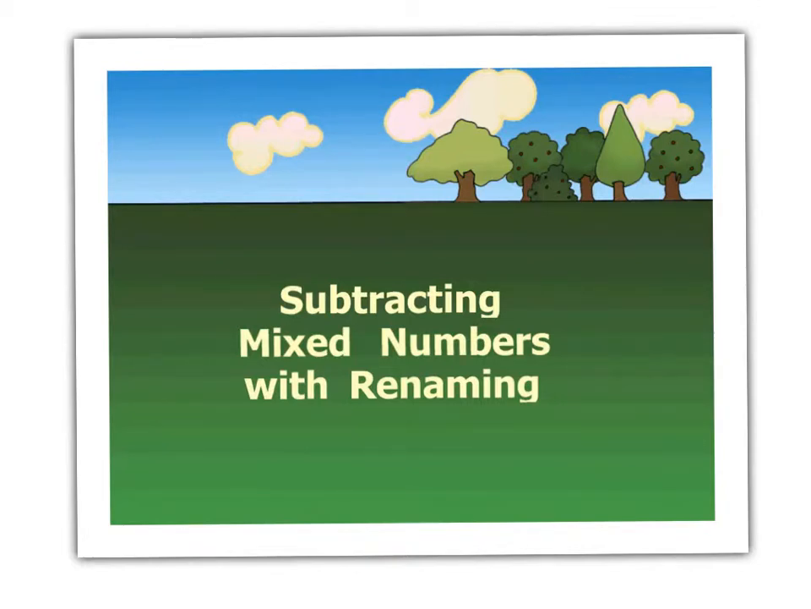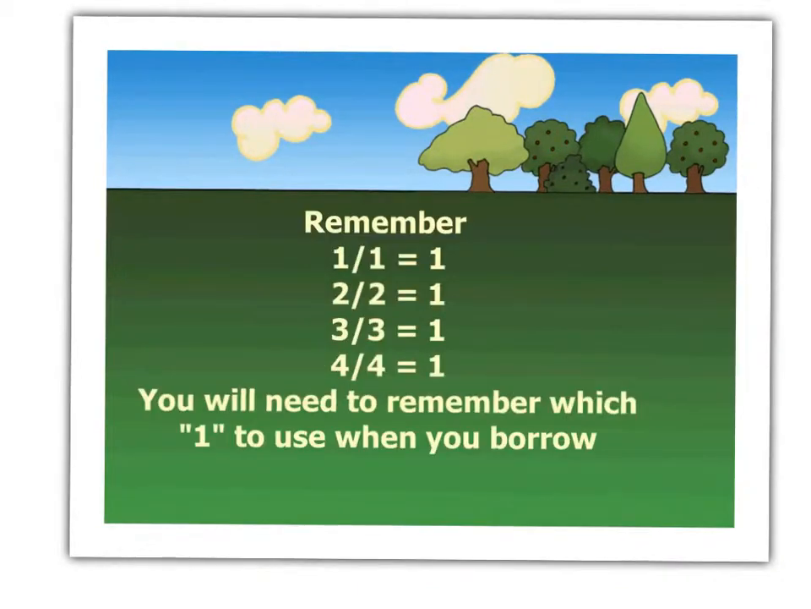Hello and welcome to the video recap of subtracting with mixed numbers with renaming, or as I sometimes call it, ungrouping. First off, remember that anything over itself is 1, so 1 over 1 is 1, 2 over 2 is 1, 3 over 3 is 1, 4 over 4 is 1.